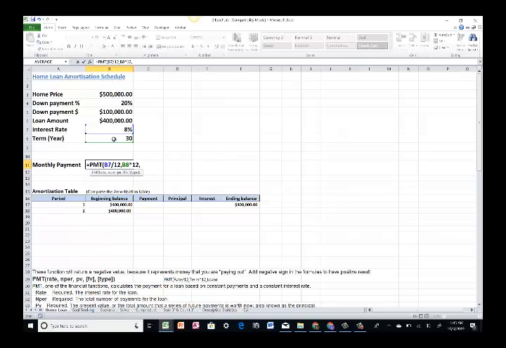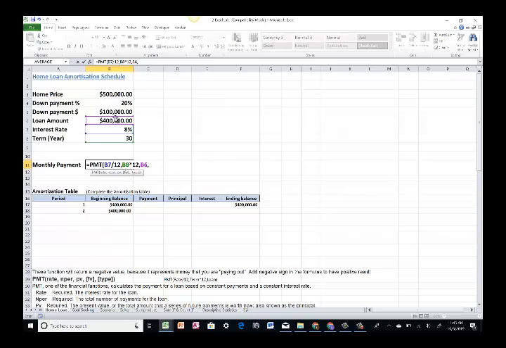Both of these arguments are required. The third argument is the present value, the total amount that a series of future payments is worth now, and it's basically my loan amount. So I'm referring to the cell where the loan amount is as my third argument, and this argument is also required. The next two arguments are optional.